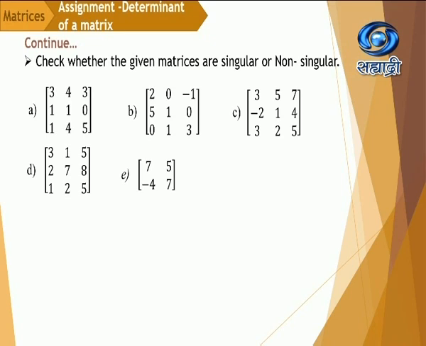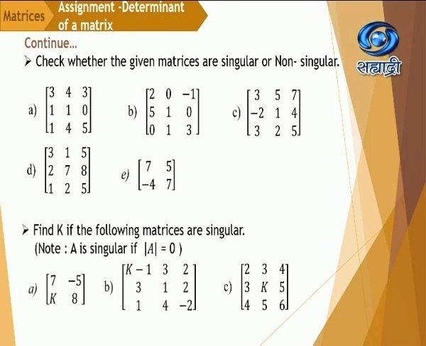Then question number 3 is: check whether the given matrices are singular or non-singular. Here again for singularity we know that we'll need to open the determinant of a matrix. Check whether the determinant is 0 or non-zero. From that you can easily say that the given matrix is singular or non-singular. Then question number 4 is: find K if the following matrices are singular. Note that again A is singular if determinant A is equal to 0.